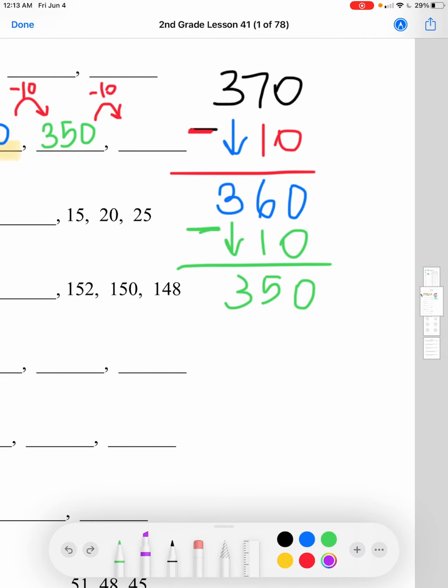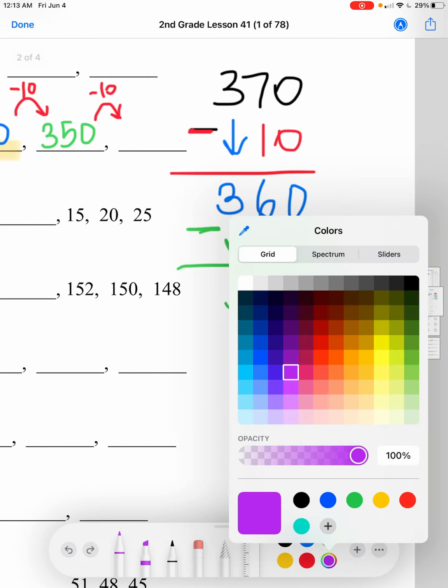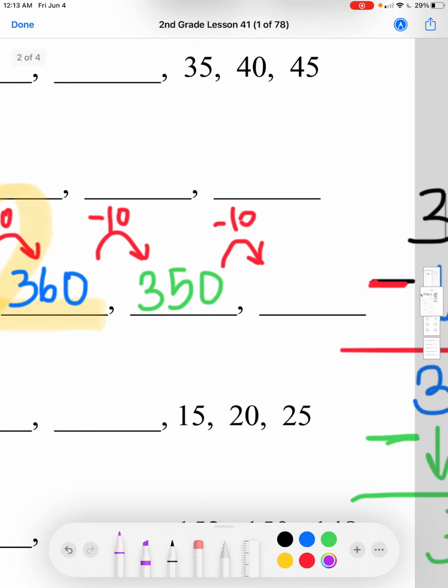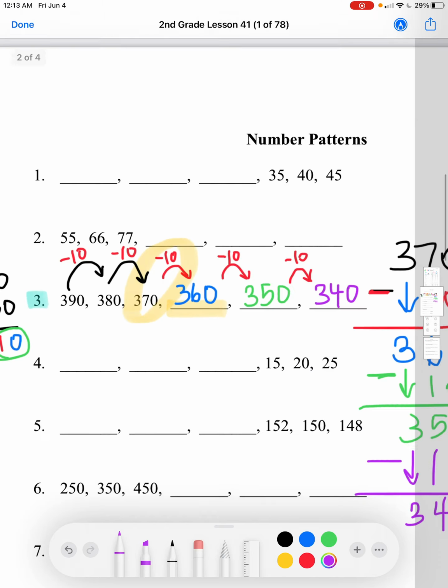Now we're going to do this 350 minus 10. 0 minus 0 equals 0. 5 minus 1 equals 4. Bring down the 3. Our last number is 340. So basically, we're moving by tens.